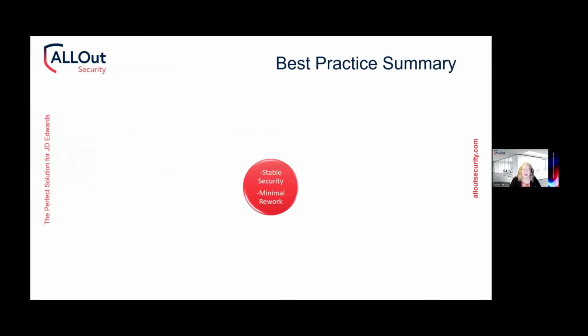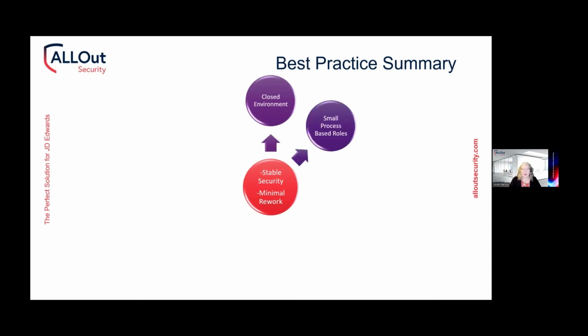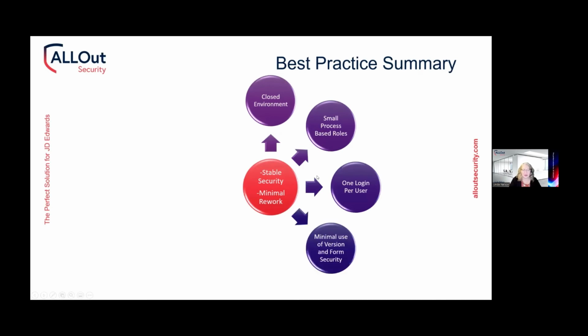And that's going to be making sure your goal is to have stable security with minimal rework. So you want a closed environment. You want small process-based roles. You want 1 login per user. This small process-based role is different for World because of the way that security works in World. You want minimal use of version-informed security, making sure that you're aligning your UDO with your standard security roles.